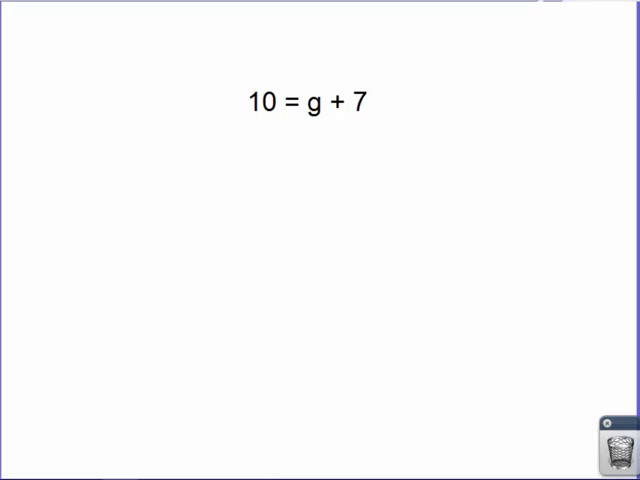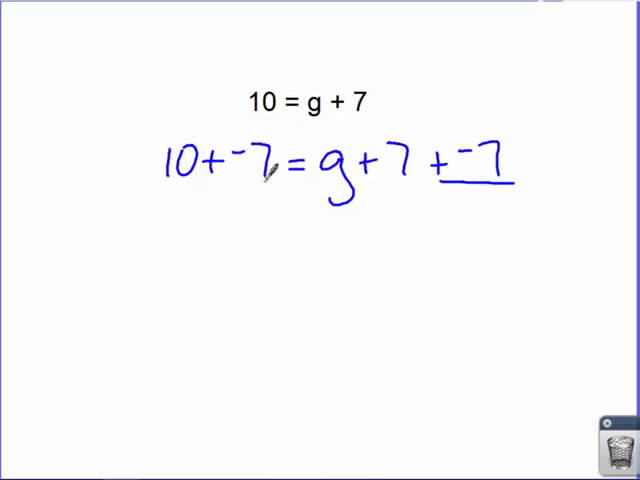Okay, so what if I have the letter on the other side? Is that okay? Yes, it is perfectly fine. I'm still trying to get this letter by itself. So what I do is I start at the equal sign, and I start writing on this right-hand side. G plus 7 plus negative 7. So there's the thing I'm getting rid of. Okay, so now on the other side, I just take the 10, I write it a little further over. 10 plus, and now what did I add on the right-hand side? The negative 7. So 10 plus negative 7.